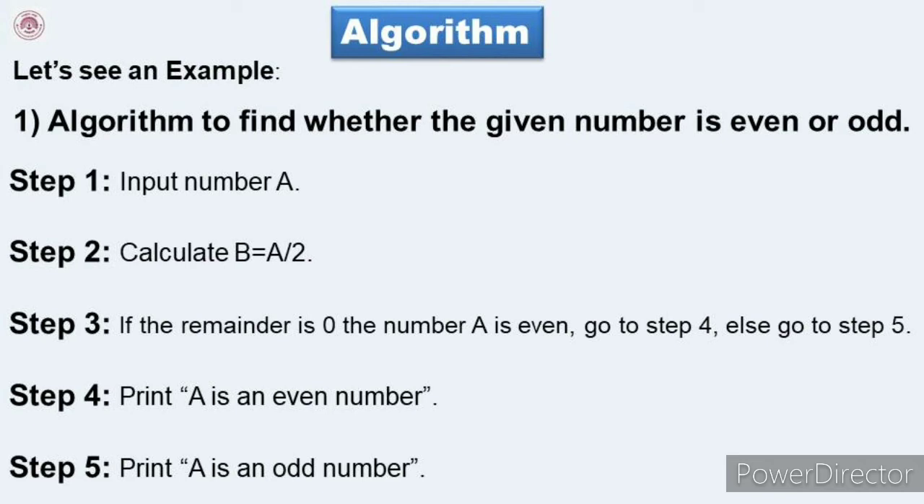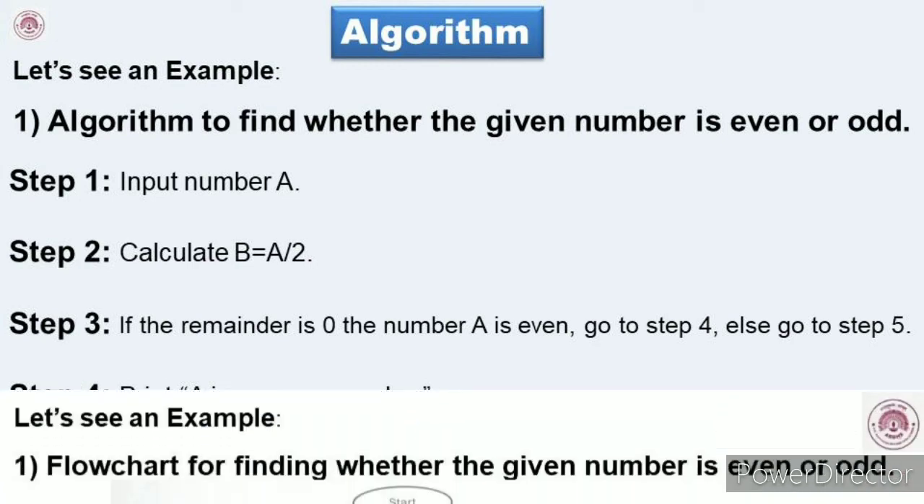So to begin with, step 1 would be input a number A. Now step 2 is going to be calculate B, which is equal to A divided by 2. Step 3, if the remainder is 0, the number A is even. Then go to step 4, else go to step 5. Step 4, print A as an even number. Step 5, print A is an odd number.